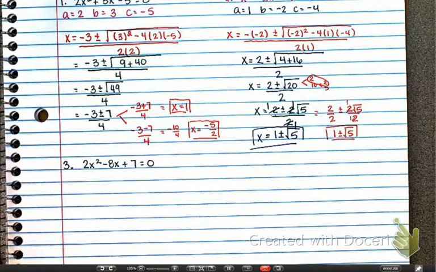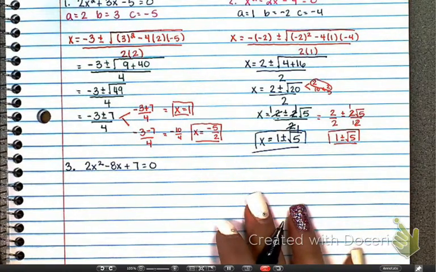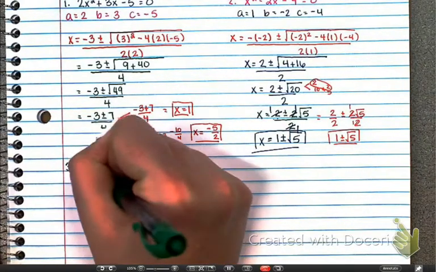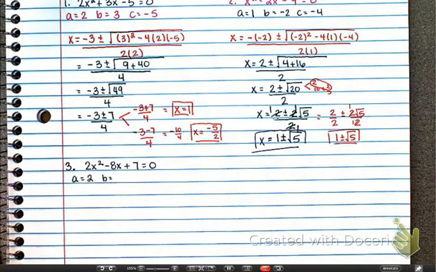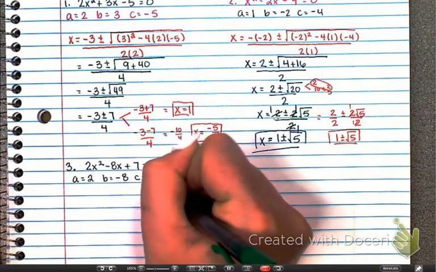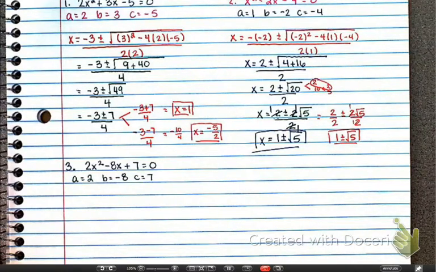So we're able to identify, we're able to plug in. It's that very last step of simplifying that's messing everybody up a little bit. Here we go. So, step 1, identify A, B, and C. You need to make sure, because I saw this on a couple papers, that your B is a negative 8. Okay, B is negative 8.